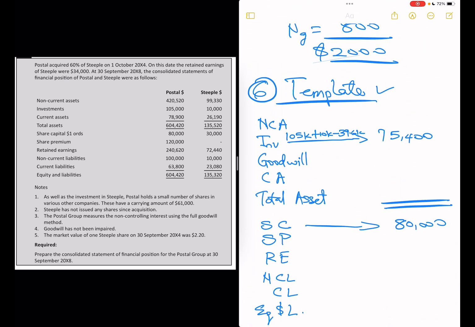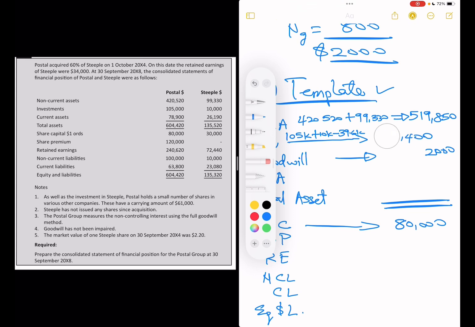So for NCA, we need to combine 420,520 plus 99,330, and that will give us 519,850. Goodwill, we've already calculated our goodwill. That is 2,000. Let me write this properly so that it aligns with the other figures. 75,400.